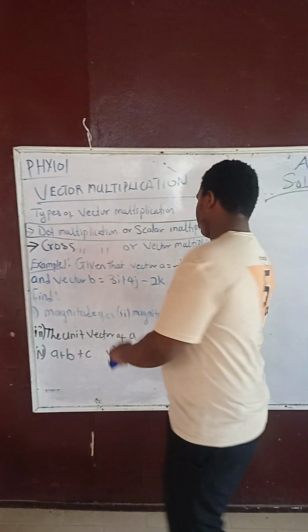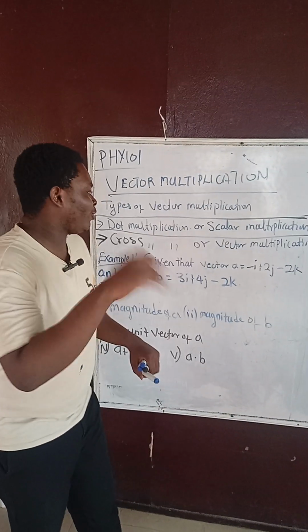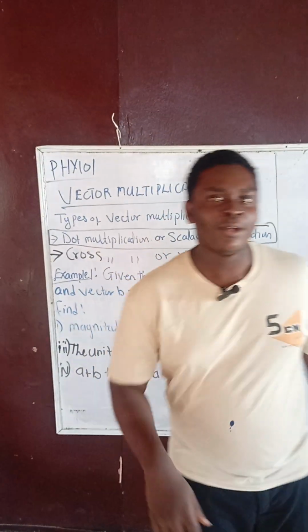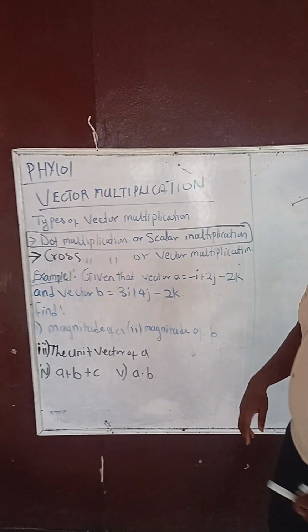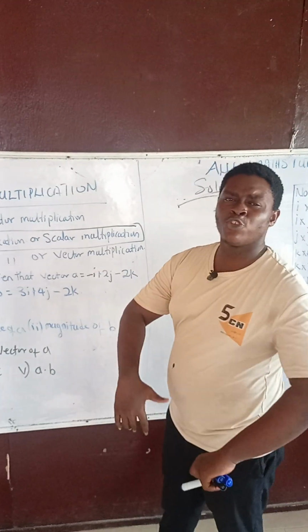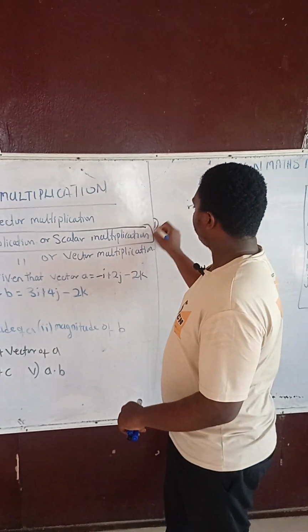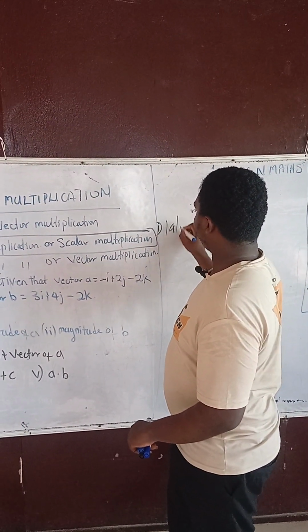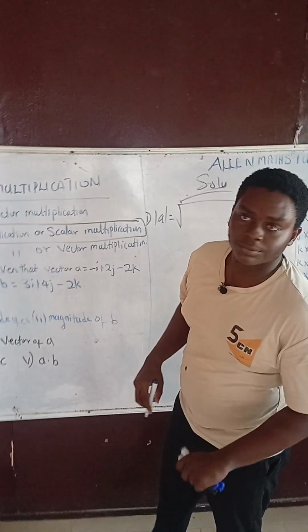When you hear magnitude, you're like, oh, Jesus, I don't know what to do. But it's actually a very simple question. To find the magnitude of A, they're trying to confuse you with English. It's just to find the modulus of A.